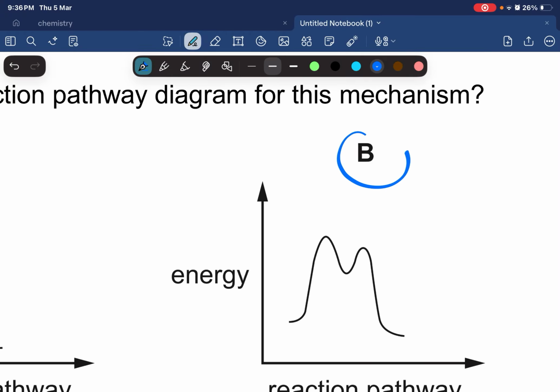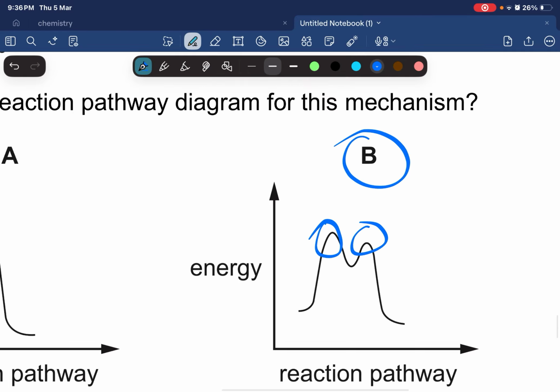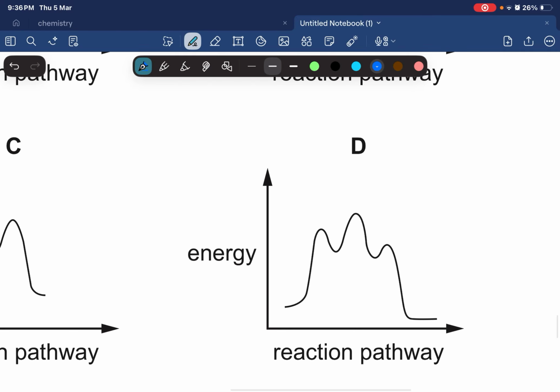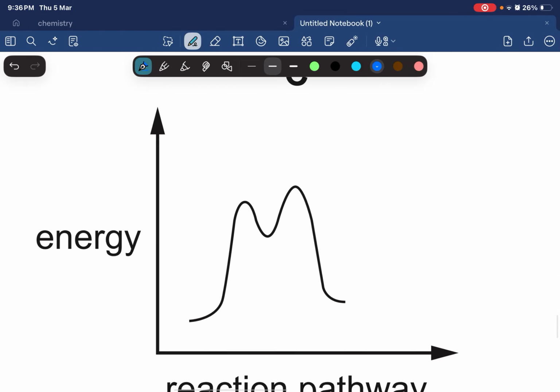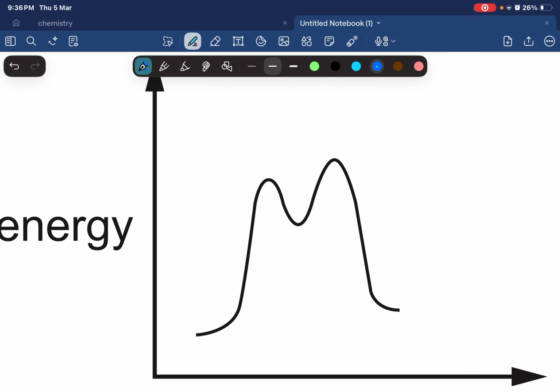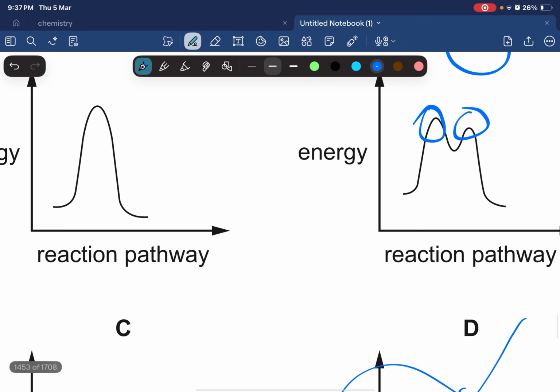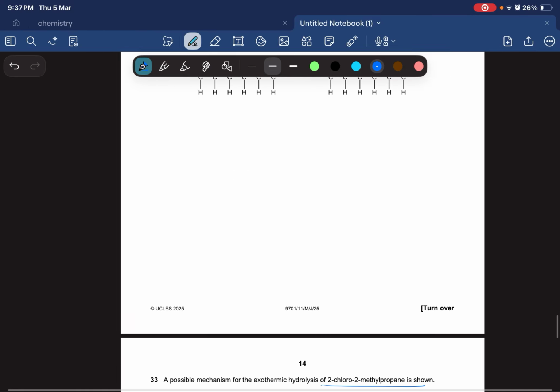And we only have 2 steps, so we are going to have 2 peaks. When your reaction proceeds in 3 steps, you're going to have 3 peaks. Well, over here we only have 2 steps. Over here it's the opposite. It's shown in an opposite way. So this is not correct. The first peak should be higher because more energy is required to break the bonds first.